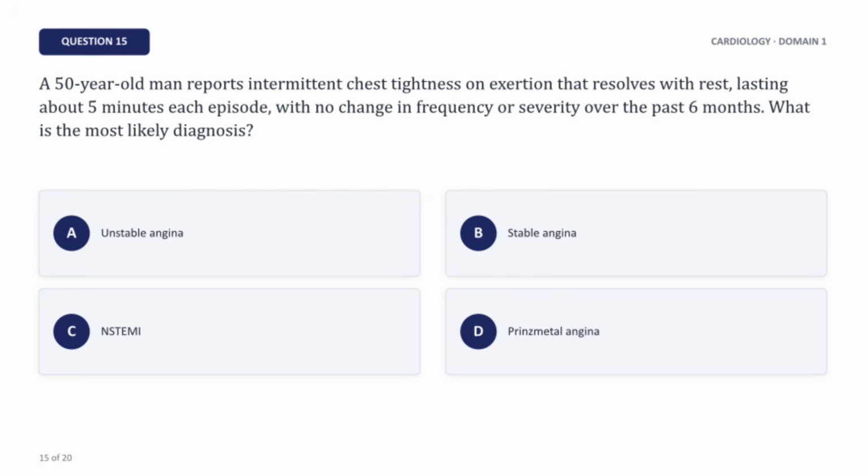Question number 15. A 50-year-old man reports intermittent chest tightness on exertion that resolves with rest, lasting about 5 minutes each episode, with no change in frequency or severity over the past 6 months. What is the most likely diagnosis? Option A, unstable angina. Option B, stable angina. Option C, NSTEMI. Option D, Prinzmetal angina.